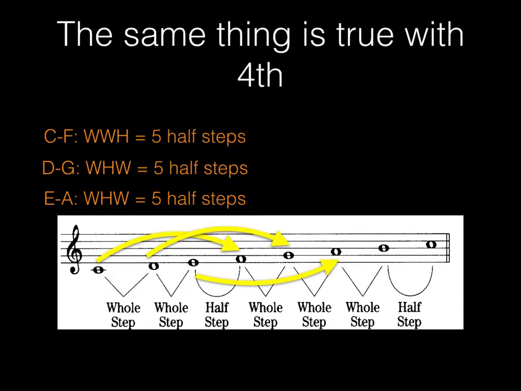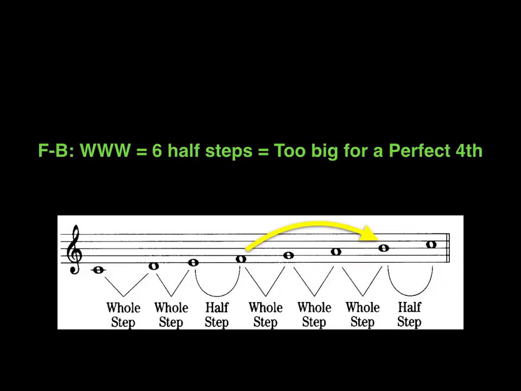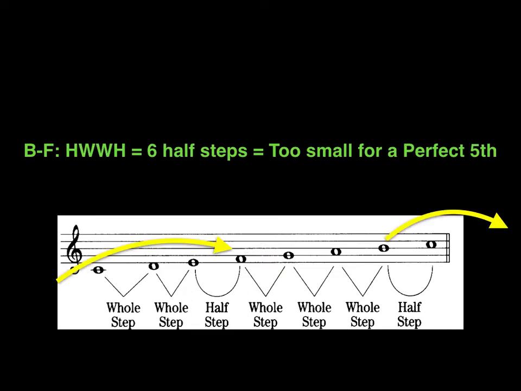And the same thing is true with fourths. C to F, 5 half steps, it's a fourth. D to G, 5 half steps, a fourth. E to A, 5 half steps, a fourth. Now there's one exception. F to B is 6 half steps, and that's too big for a perfect fourth. And similarly, B to F is also 6 half steps, which is too small for a perfect fifth.